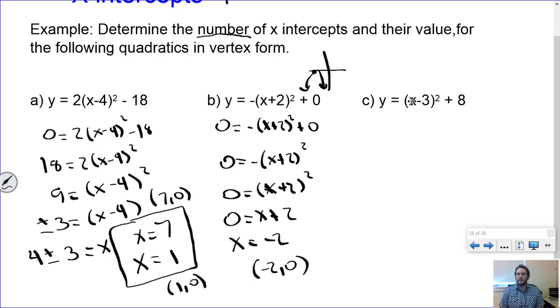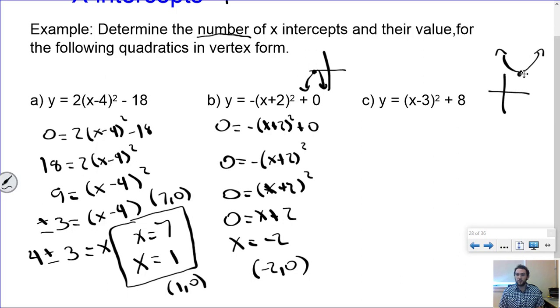Okay, lastly, this question C. Again, before you do any work trying to find your x-intercepts, see how many there are. So with this one, my q value is positive 8. So right away, that means I have a vertex that is 8 units above my x-axis. So it's somewhere up here, right? And the direction of opening for this quadratic is up because my a value is positive. So that means this quadratic is going to open up from there.